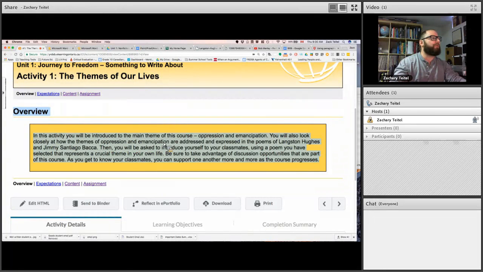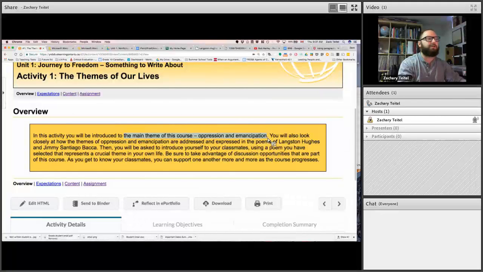And this one's really important because it tells us that not only are we going to be dealing with oppression and emancipation in this activity, in this lesson, but you're going to be looking at these things throughout the course. It's the main theme of the course, oppression and emancipation, right? So you really want to get your head around those two ideas, those two themes. What does it mean to be oppressed? What does it mean to be emancipated?